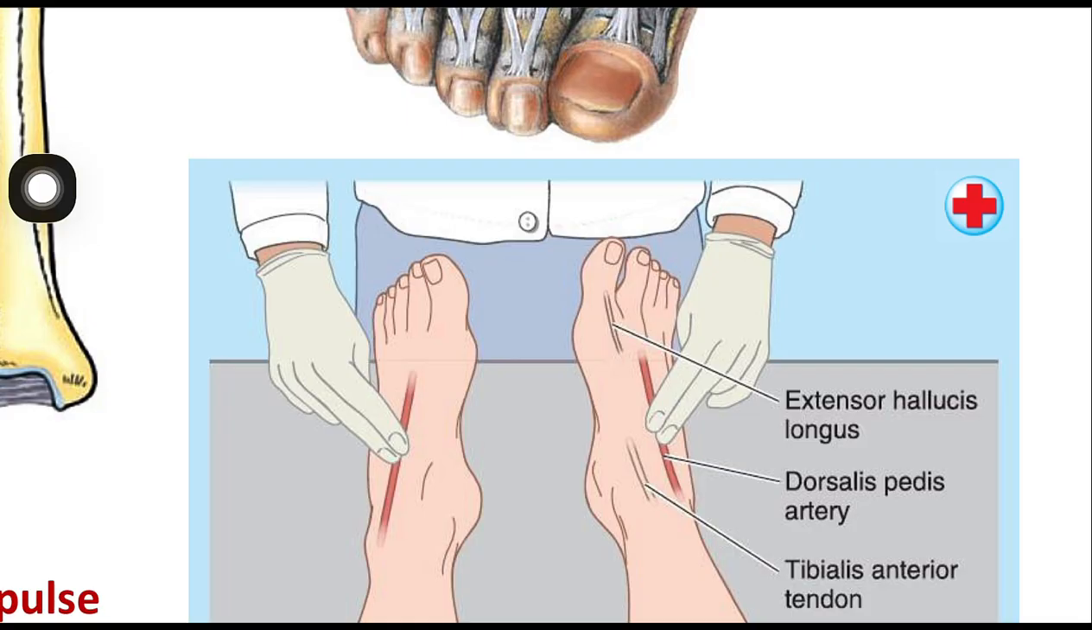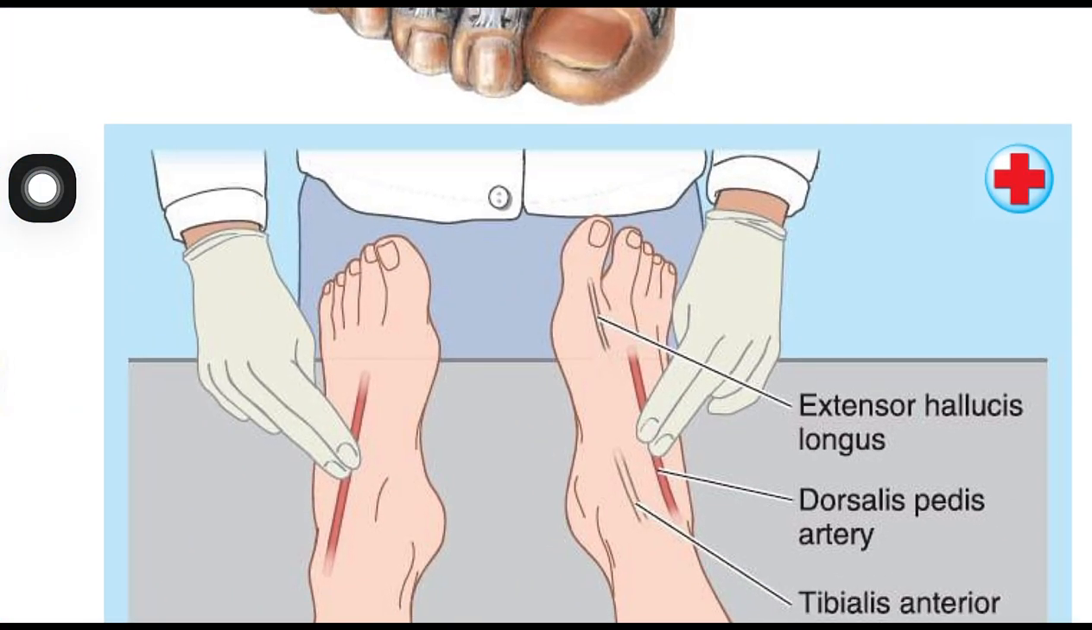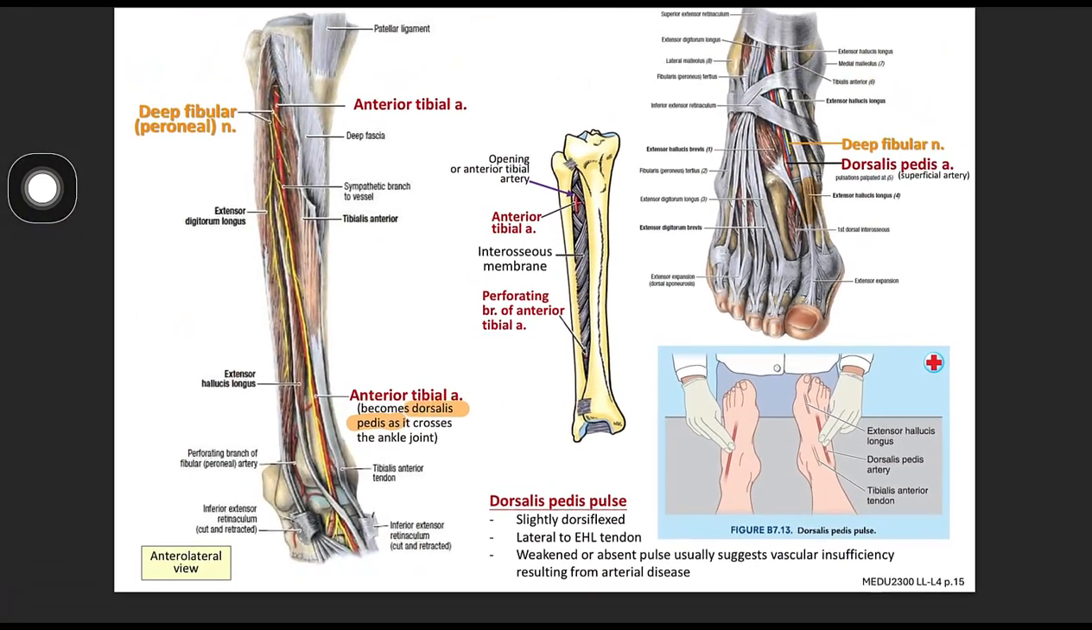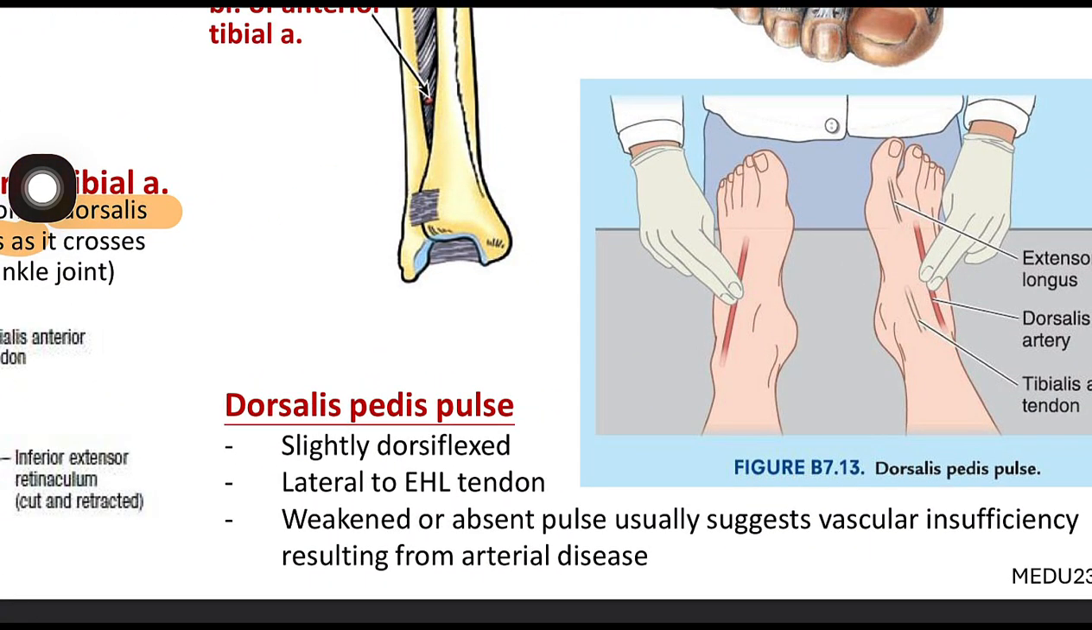Again, try to do it tonight, or with your roommate with consent, okay? So you ask, or you do it on your own. You forcefully dorsiflex, and then you will make the tendon very obvious, right? And then here, you just go lateral to it, okay. So slightly dorsiflex, and then it is lateral to the EHL tendon.